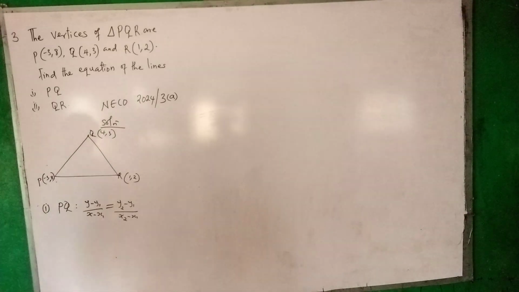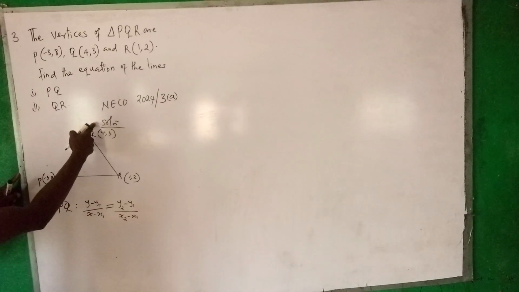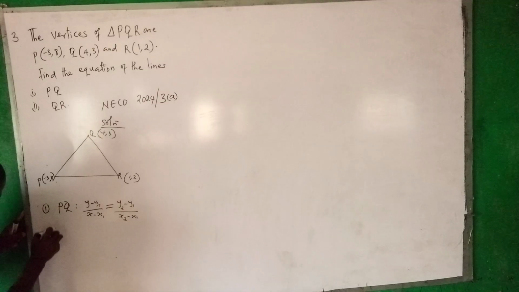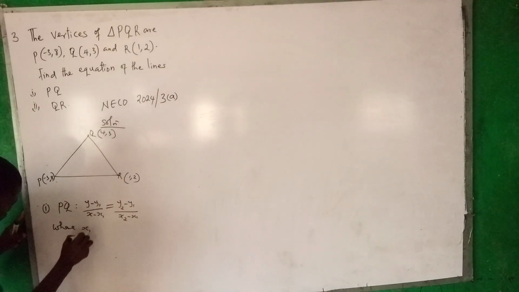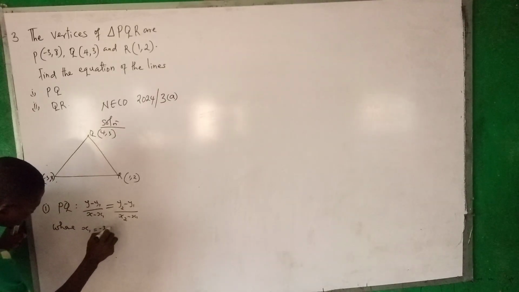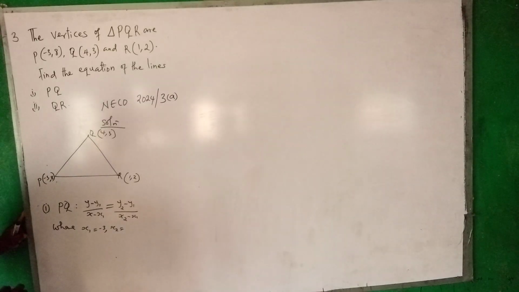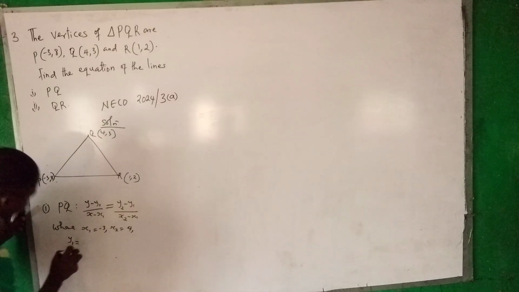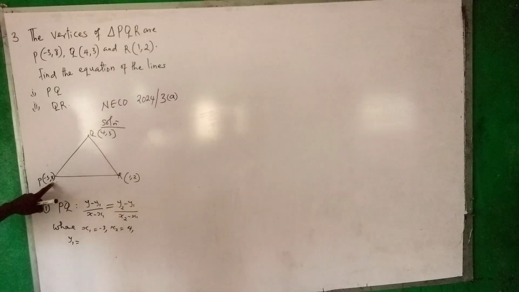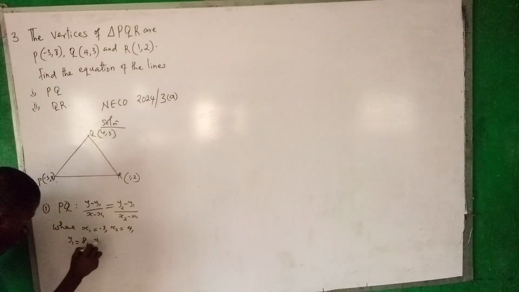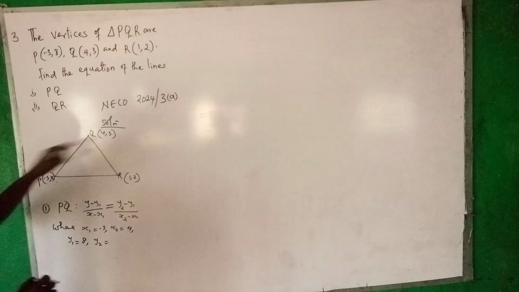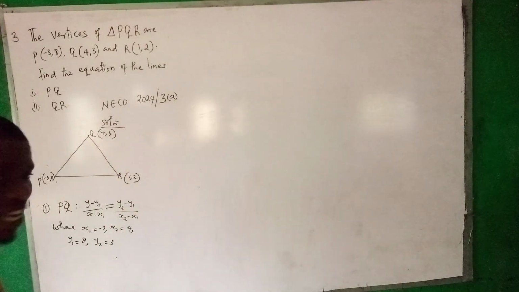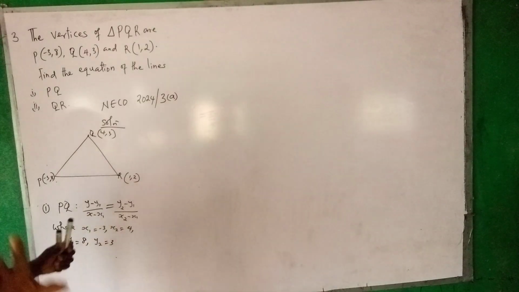Now, let's continue. From PQ, our x1 is -3, x2 is 4, then y1 is the last number in the first bracket, which is 8, and y2 is 3. Now, y and x are variables. You get that? Alright, now let's substitute.